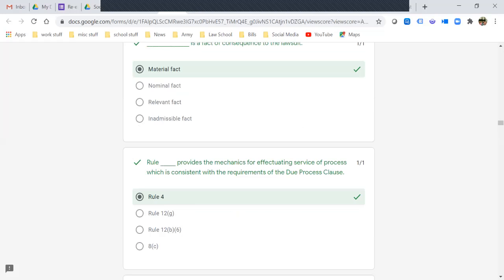All right, Rule 4. Rule 4 provides the mechanics for effectuating service of process, which is consistent with the requirements of the due process clause. So Rule 4 is due process.